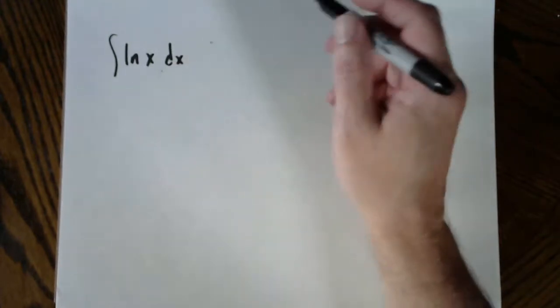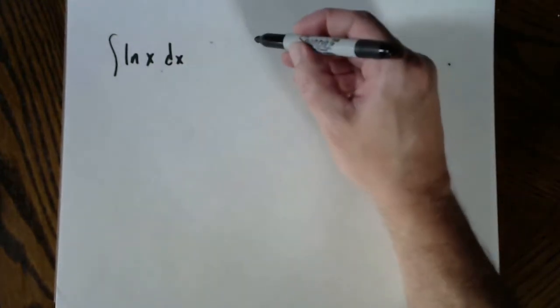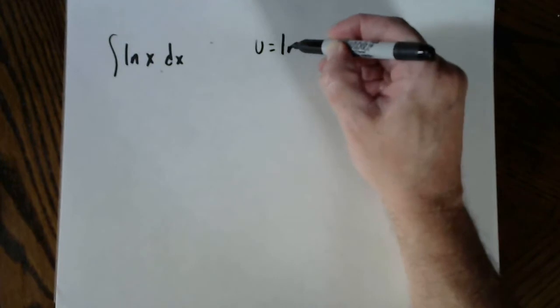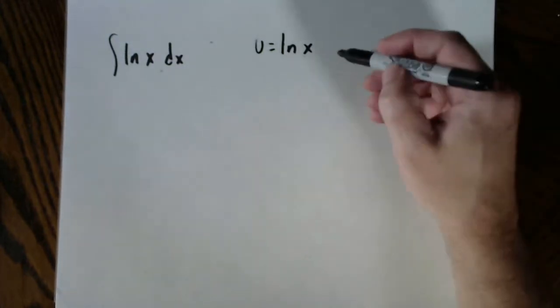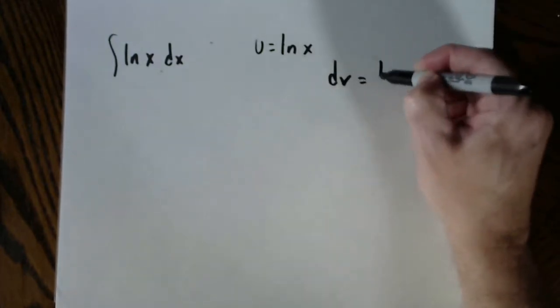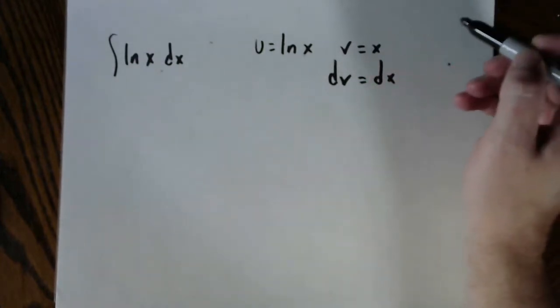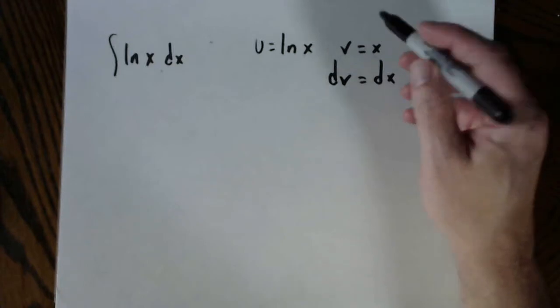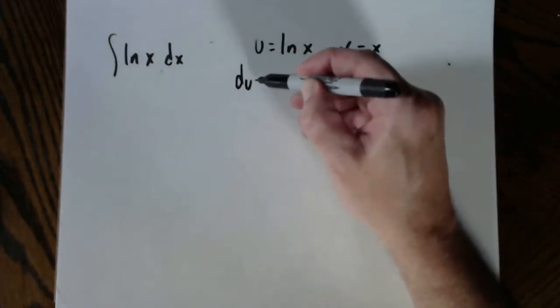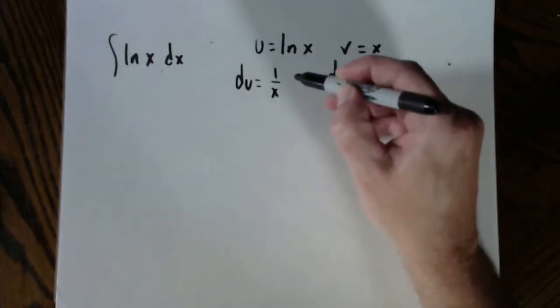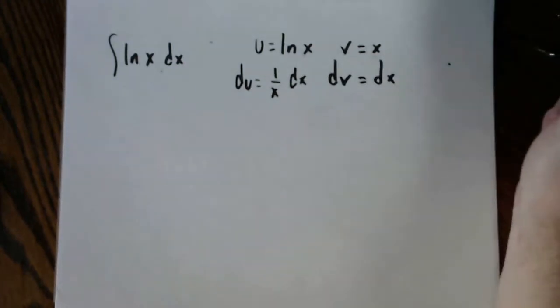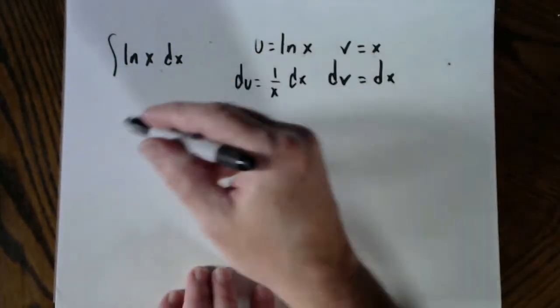So after all that, I'm going to choose u to be ln, and I'm just going to have v be dx. So that means v is x, right? 1 dx. And du then will be 1 over x dx. Okay, so I have all the pieces here.